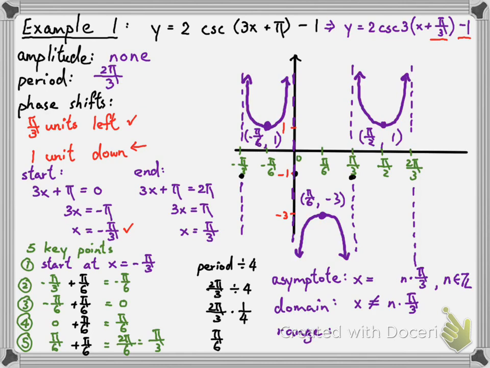The range is from the lowest, negative infinity, to the highest y value, negative 3, union the lowest, which is positive 1, to the highest point, infinity.